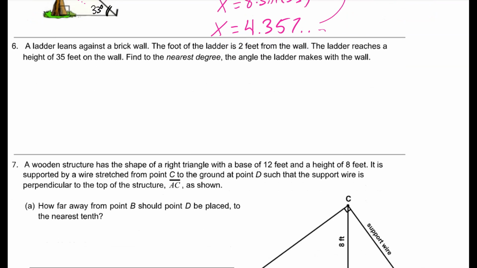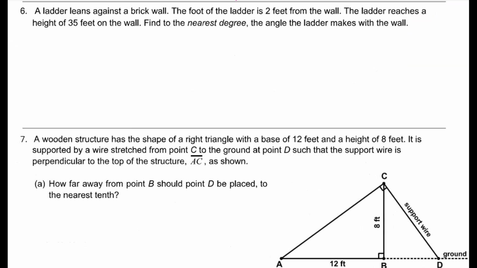For something like number 6, it's going to be a little bit different. A ladder leans against a brick wall. So let's say I've got some brick wall standing up straight here. There's a ladder that leans against it, and there's a distance on the ground there. The foot of the ladder, which is right there, is 2 feet from the wall. So that bottom part is 2 feet.